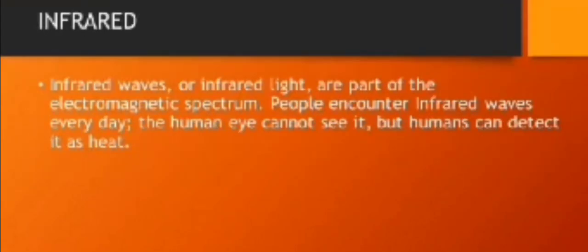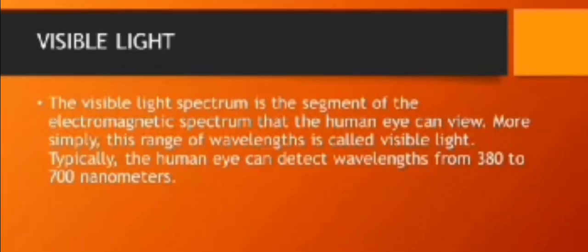So next is infrared. Infrared waves or infrared light are part of the electromagnetic spectrum. People encounter infrared waves every day. The human eye cannot see it, but humans can detect it as heat. These waves have longer wavelengths than visible light, but shorter than microwaves. They are emitted by objects due to their temperature and are commonly used in night vision devices, remote controls, and heat sensing. Next is visible light.